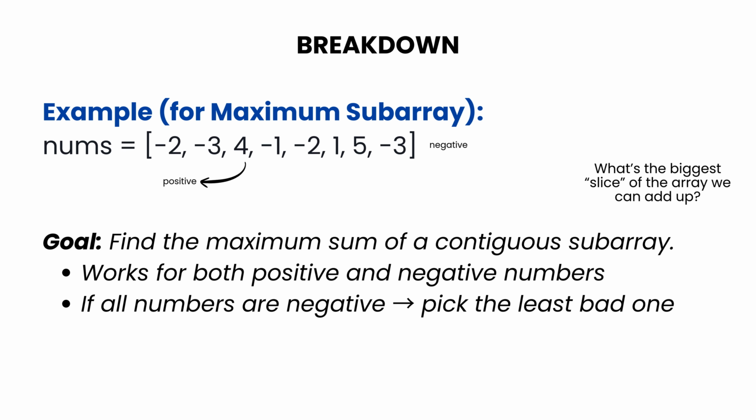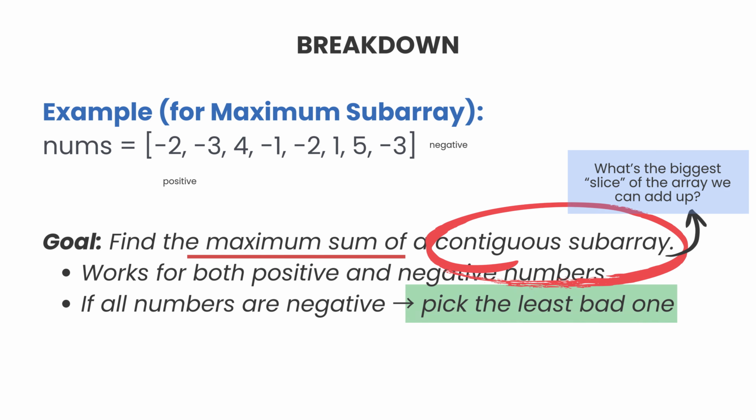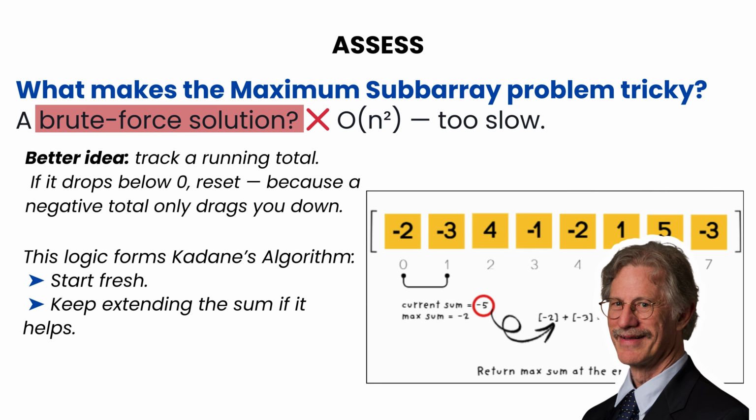Let's break it down. Given an array of integers, both positive and negative, we're looking for the maximum sum of any contiguous subarray. In other words, what's the biggest slice of the array we can add up? If the whole array is negative, pick the least bad number. Now let's assess. A brute force approach checks every possible subarray, O(n squared) time. That won't work for big inputs.